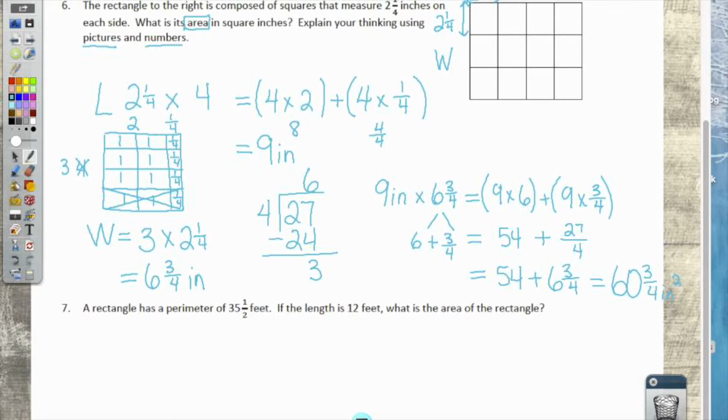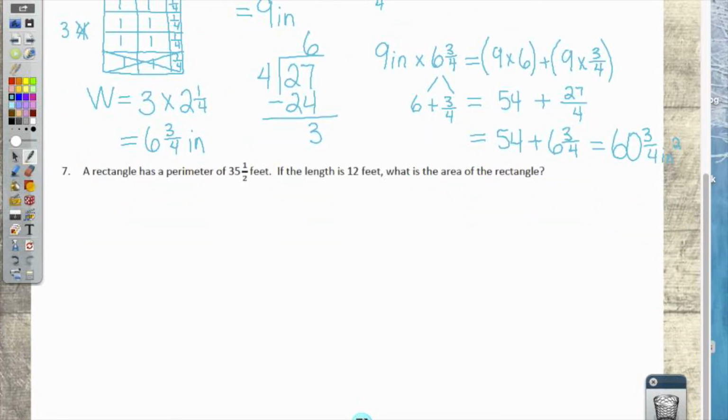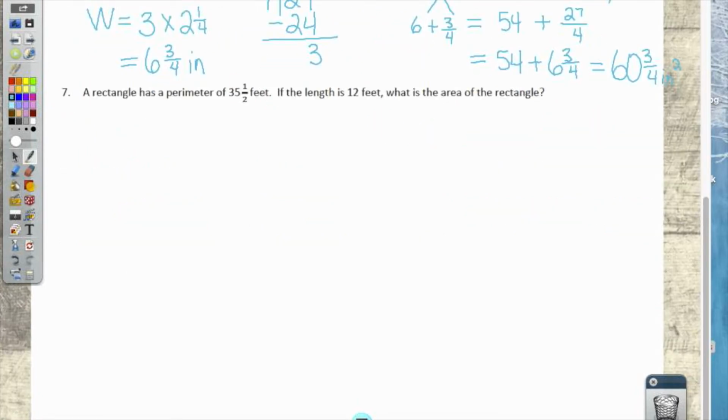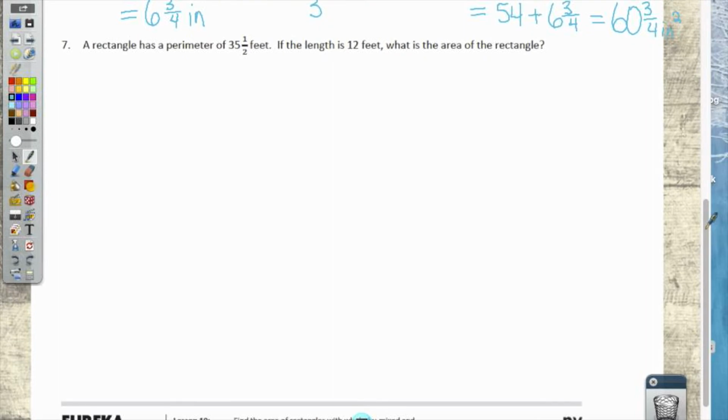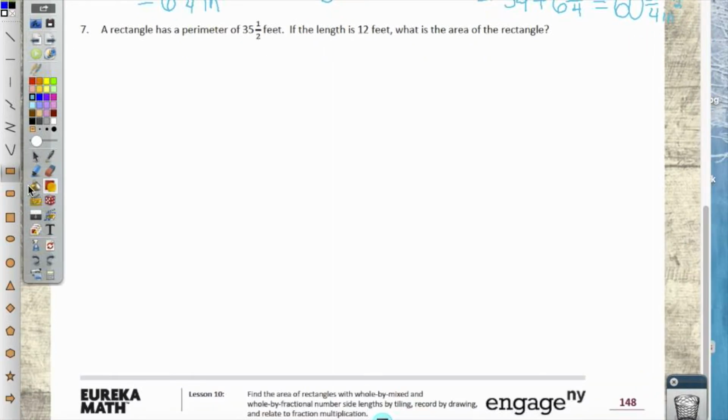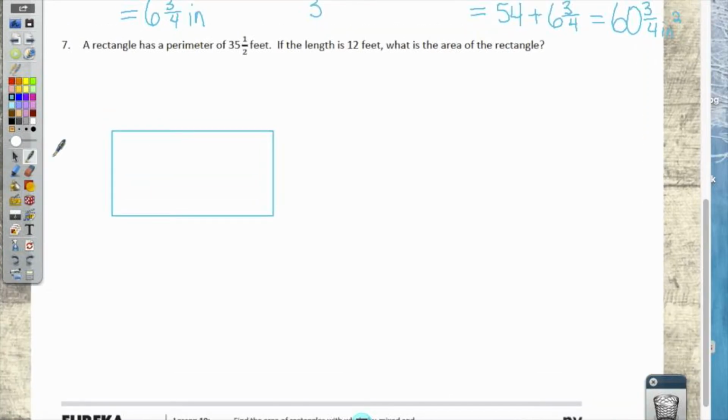It's really fun. I have a feeling you're going to get a problem like this, probably next week sometime on your state assessment. But you can do it. You are well prepared. So I want to start by, let's draw a rectangle, and then I'm going to read this. It says a rectangle has a perimeter of 35.5 feet. Now, perimeter has a formula. Let's get that written down before we do anything else.